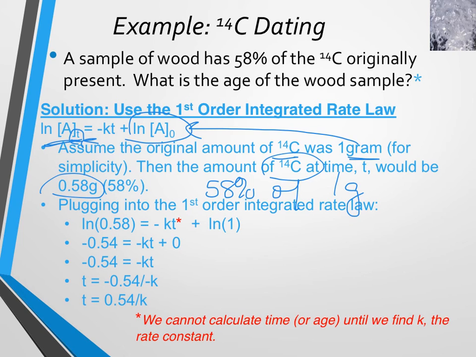So if you just plug those values into the first order rate law and solve it, you get that the time is 0.54 over k, and so we need the rate constant to complete this problem.